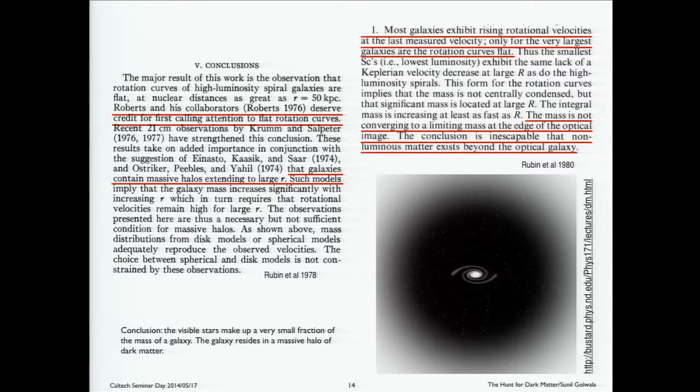Here are some quotes from a couple of Rubin's papers. Clearly she points out, one of the first people to notice this, and then she says that galaxies contain massive halos extending to large radius. Most galaxies exhibit rising rotational velocities at the last measured velocity. Only for the very largest galaxies are the rotation curves flat. So they're still actually rising. They're not flat in most cases. And the mass is not converging to a limiting mass at the edge of the optical image. The conclusion is inescapable that non-luminous matter exists beyond the optical galaxy.